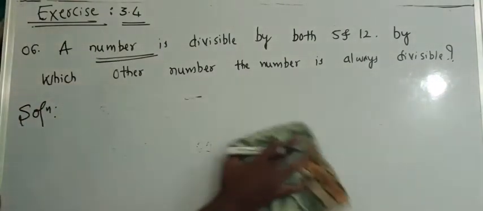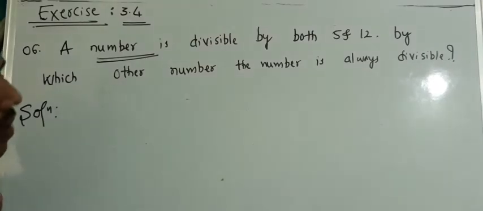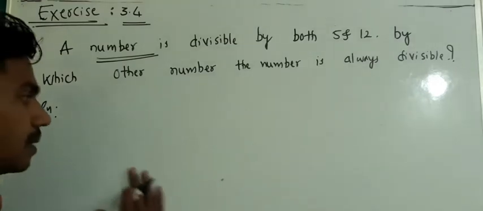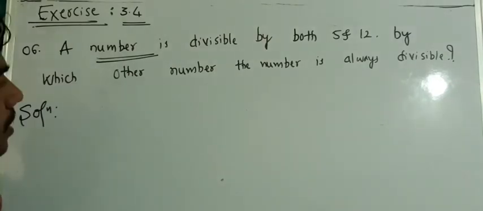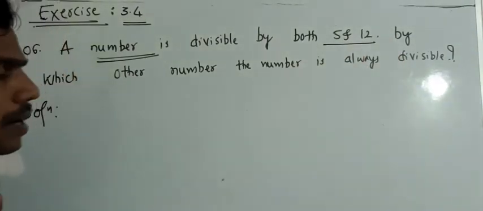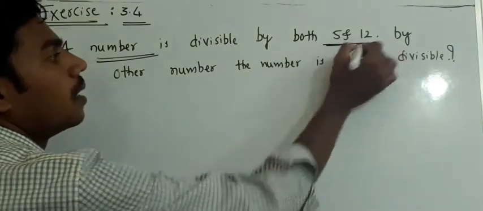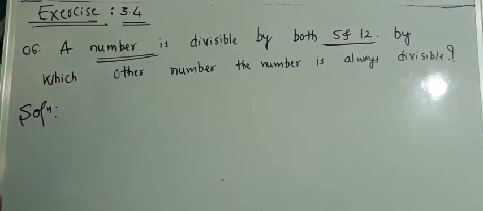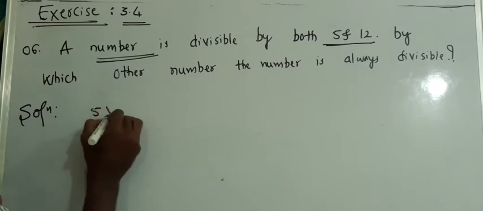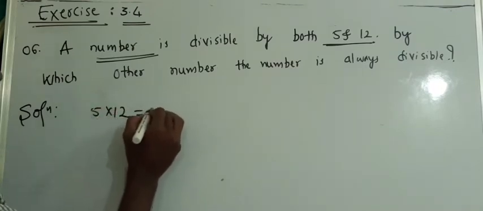What was the question? The question is, a number is divisible by both 5 and 12. There is a number which is divisible by 5 and 12. By which other number is it always divisible? See, whenever such questions are asked, you multiply these two numbers. Whatever the product you get, that number is always divisible by the product of these two numbers. Therefore, 5 into 12, 60.